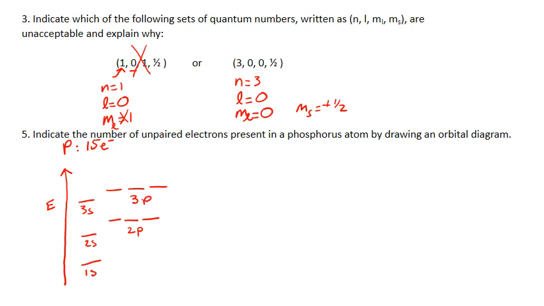So I've got to fill in these 15 electrons in the proper order, following the rules: Aufbau principle, Pauli exclusion principle, and Hund's rule. So there's 1, 2, 3, 4, 5, 6, 7. Notice how I followed Hund's rule there. 8, 9, 10, 11, and 12, 13, 14, 15. So these 3 electrons, each in a different p orbital, are unpaired. So there are 3 unpaired electrons.